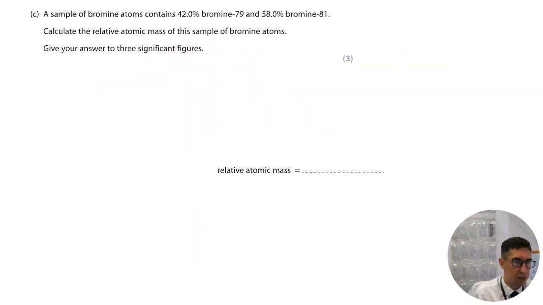Okay, this one says a sample of bromine atoms contains 42% bromine-79 and 58% bromine-81. Calculate the relative atomic mass. So our command word is calculate relative atomic mass. So we need to think what the equation is related to that.